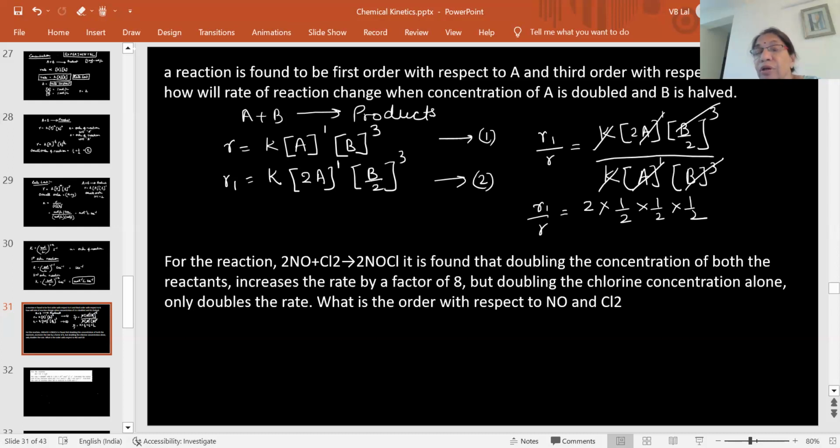So this will get cancelled. So R1 will be equal to R into 1 by 4. Okay, so what will the rate become? The new rate will be 1 by 4. It will decrease to 1 by 4 of the initial rate.